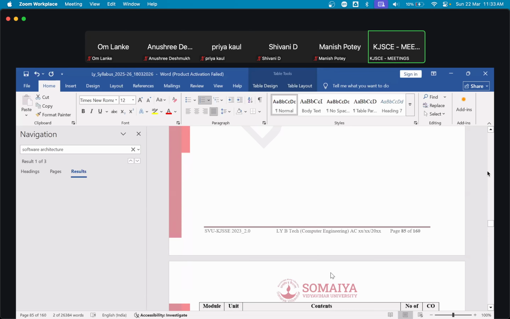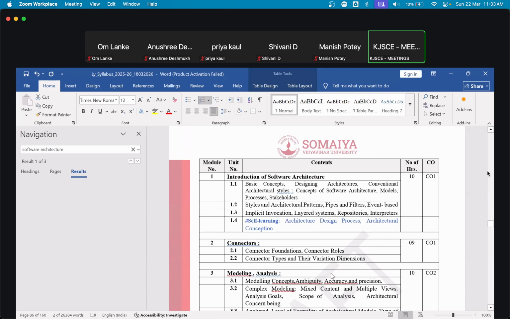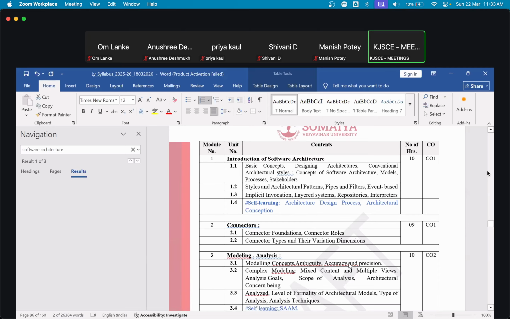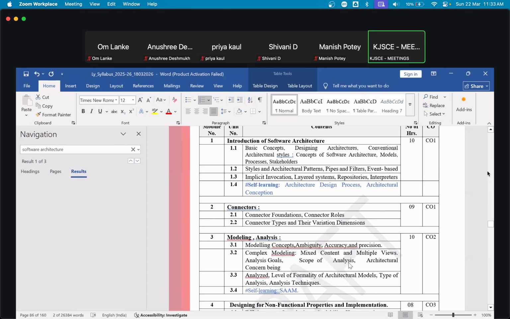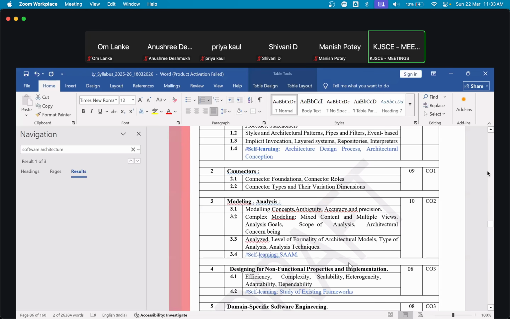Because once we are ready with the design, then we should be able to analyze also. Then you are already aware of the functional and non-functional properties of a particular software. So under this course, you will study how to analyze the non-functional properties in the design, and then design the domain model for domain-specific software engineering and architecture. So these are the different objectives for this particular course.